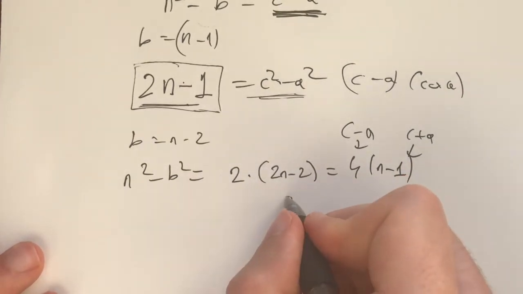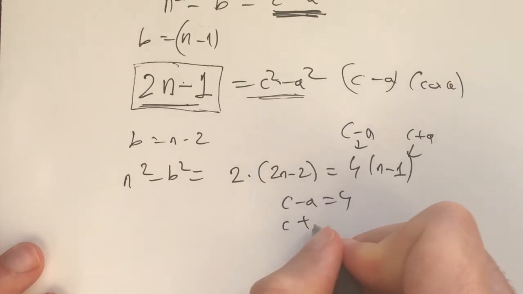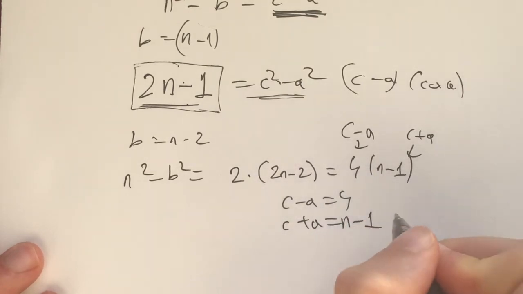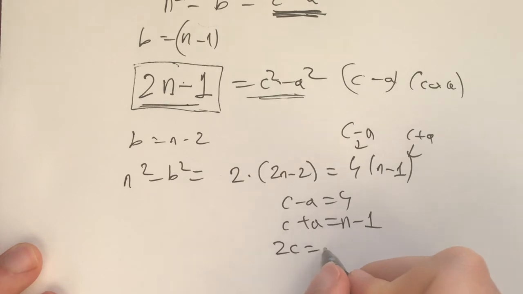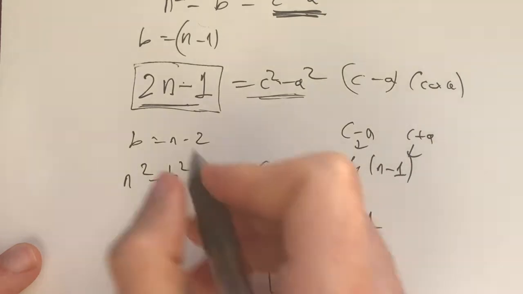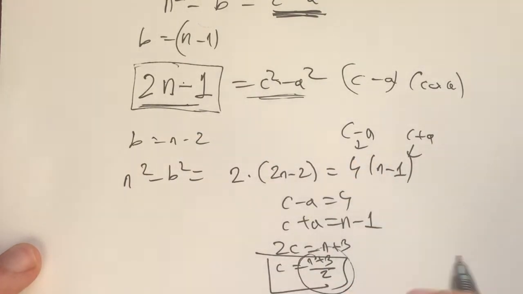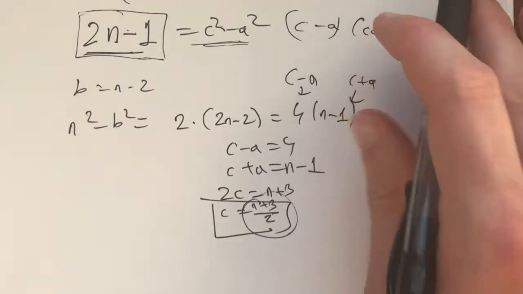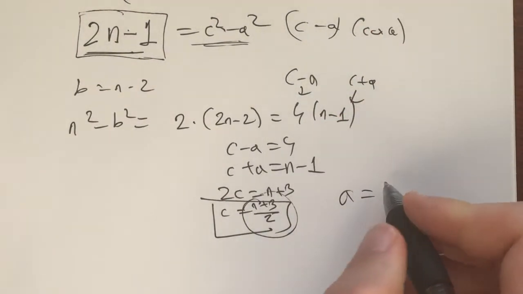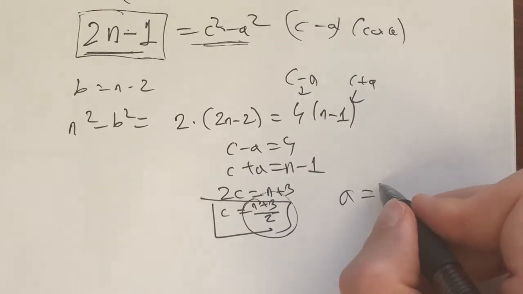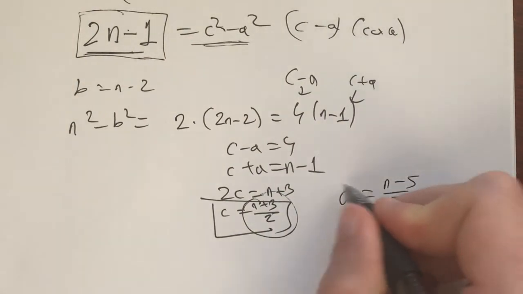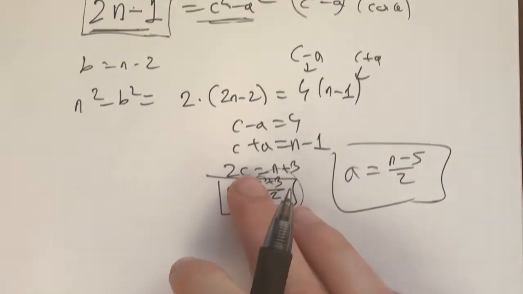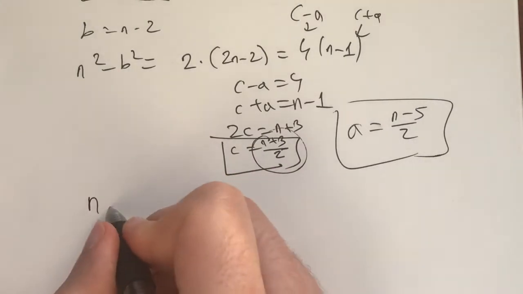Let's see. So we have c minus a is 4, c plus a is n minus 1, and now I get 2c is n plus 3, c is (n plus 3) over 2. Okay, so if n is odd, I have an identity I can use. And I'll get also a is going to be equal to this minus this over 2, (n minus 5) over 2. So I'll have this identity if n was odd.